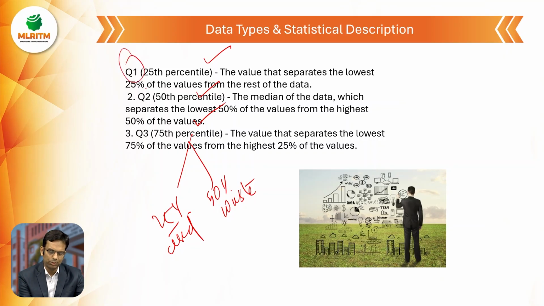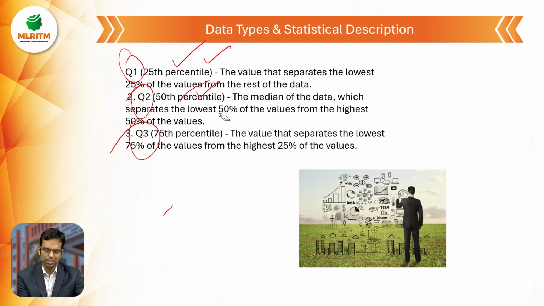So Q1, Q2, Q3, 3 categories are there. In Q1, 25% of the data can be considered. In Q2, 50% data can be considered. In Q3, 75% data is there. In that 75% data, we will undertake 25% of data only. The rest of the data is the waste data, which is not at all useful for our organization or for our table. Clear?